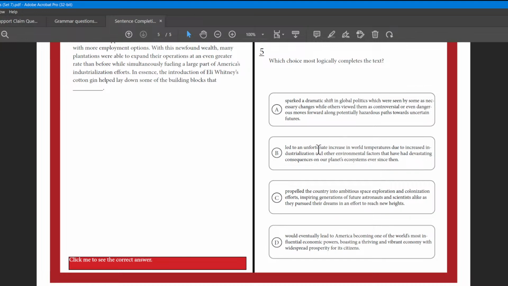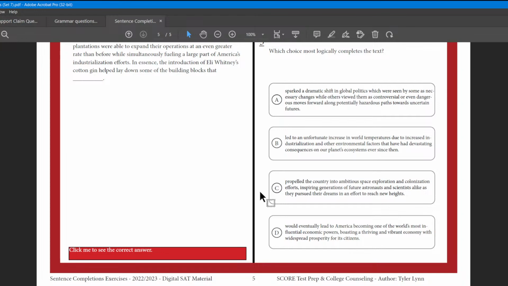Led to an unfortunate increase in world temperatures due to increased industrialization and other environmental factors. Maybe. I mean, that's kind of maybe true, but I have to go back and look. Propelled the country into ambitious space exploration. I don't know much about the cotton gin, but I know it was during plantation slavery days. This seems a little too much. So right away, I'm already looking at D and saying would eventually lead to America becoming one of the world's most influential economic powers. That kind of makes sense for me.